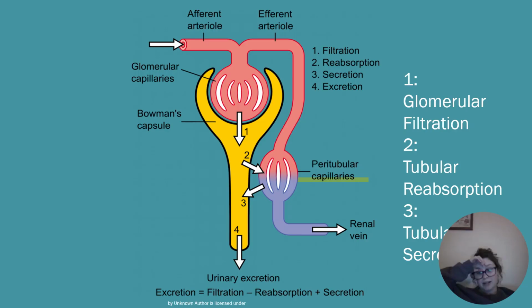So this is your nephron, and here it shows the three main processes of the urinary system. So one is your filtration. It's flowing through the Bowman's capsule, and then you have your tubular reabsorption, which is number 2, and you can see it goes into your peritubular capillaries. And then you have your tubular secretion, which is coming from the capillaries back into the tubule.